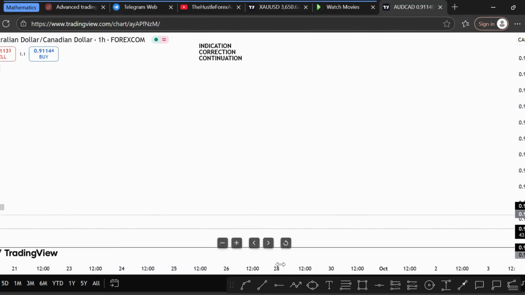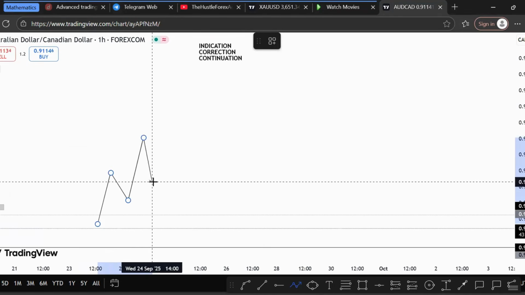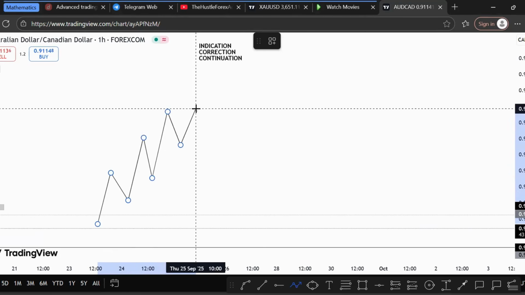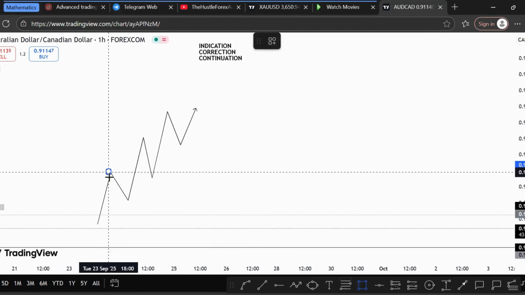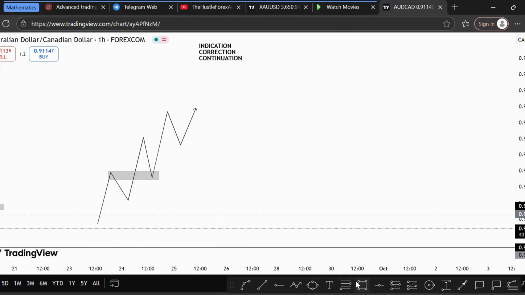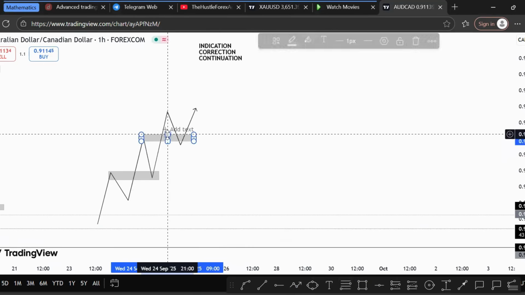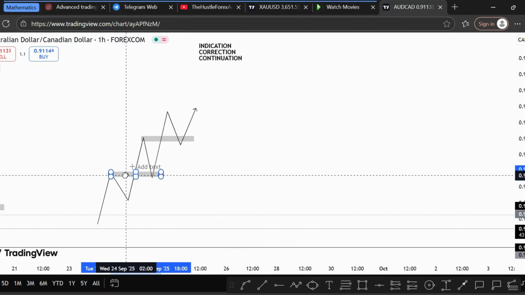For instance, let's say we are in an uptrend, and this is what's currently happening. With that being said, the market keeps on giving us indication by breaking the highs. So how do we enter positions based on what is currently happening?